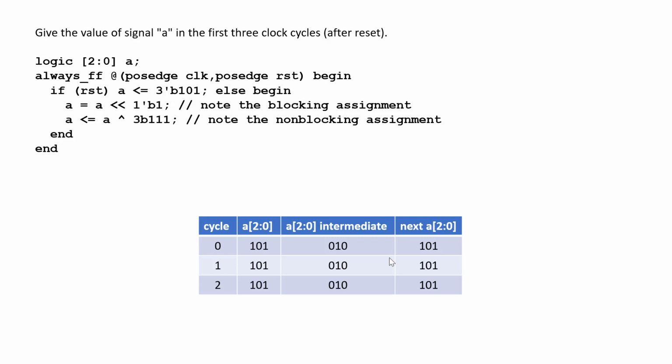So you take 101, shift it one bit to the left, which makes it 010, and then you flip it, which makes it 101 again. So what ends up happening here is, I call this A intermediate value the value after this first line of code. But state will just stay at 101. It'll just get stuck there. Okay?